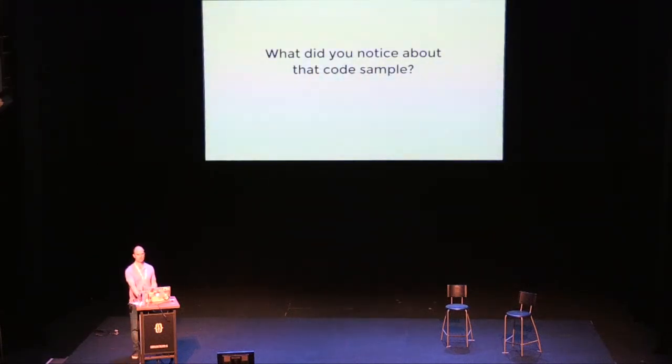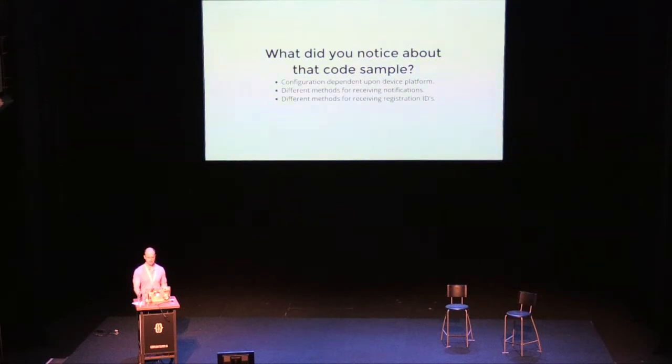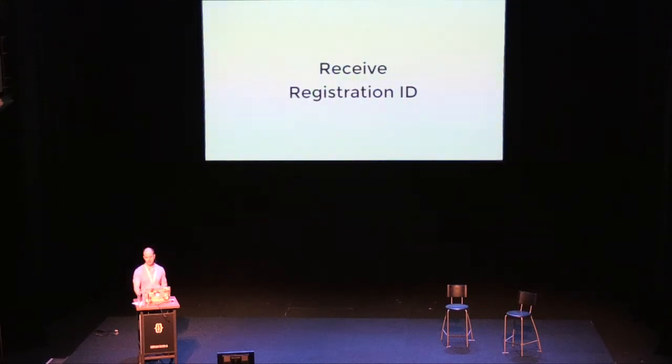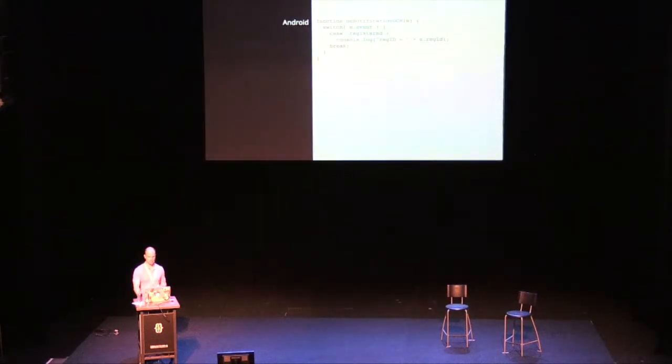So what do we notice about this? I think we just talked about it, but it bears repeating. The configuration is dependent upon the device platform. For each platform, you have to configure your push notifications slightly differently. There are different methods to receive notifications, and different methods for receiving the registration ID. Receiving the registration ID looks a bit like this. On Android, the success handler doesn't get called on register. For some weird reason, your notification handler gets called, and you have to look at what event type it is. If it's registered, then you have your registration ID.